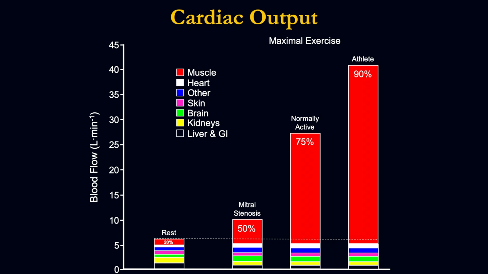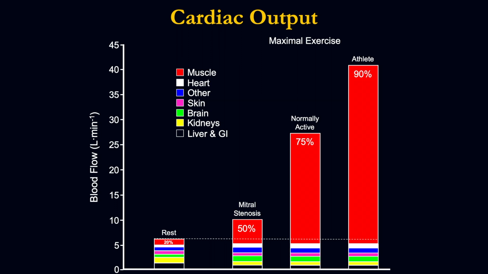There's mitral stenosis. This is where the mitral valve is narrowed, so there's less blood flow being able to go through the mitral valve. We have a normally active person, and then we have an athlete. The different colors represent all of the organs that you see here. The one that we're most interested in during exercise really is muscle. So that's in red. So at rest, only about 20% of blood flow is going to muscle.